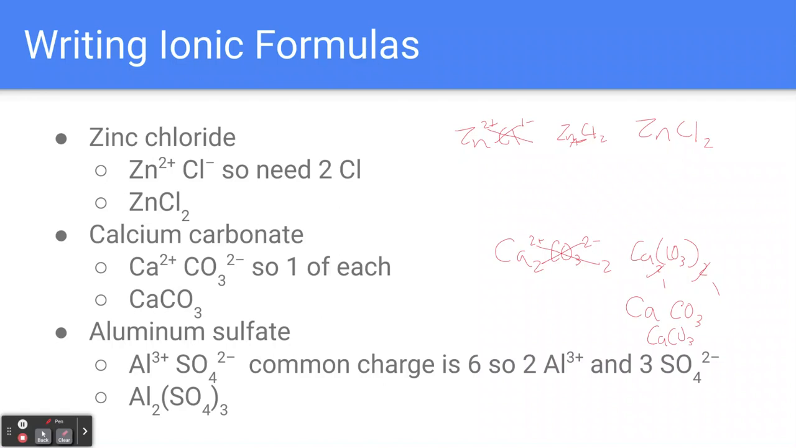And then this last one does work pretty well. So we've got aluminum 3+, sulfate 2 minus. We cross those down. We get a 2 and we get a 3. So aluminum gets a 2 there, and sulfate's going to get a 3 there. Okay, so you just need to know that you're always looking to reduce. You don't write ones, that sort of thing. It does work for the most part. I just like to think more about charges. So use whatever works for you.